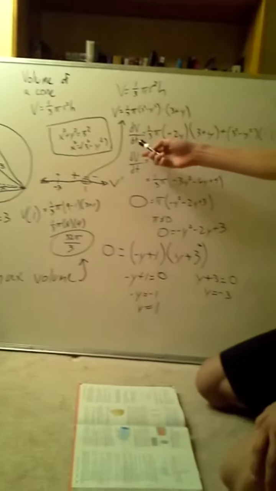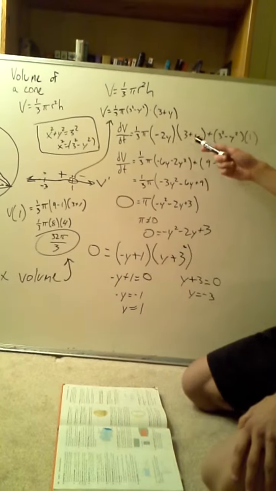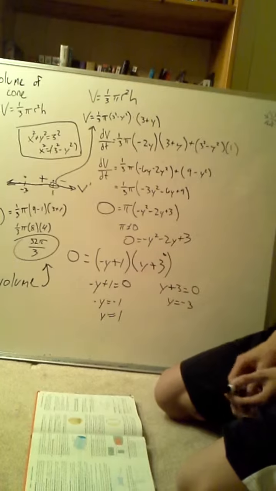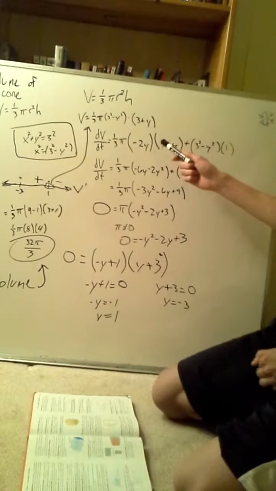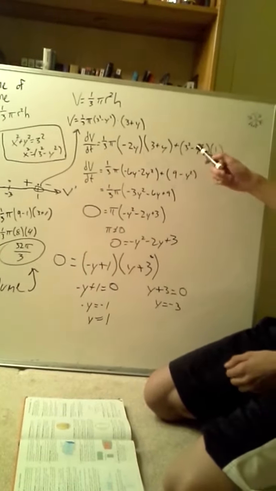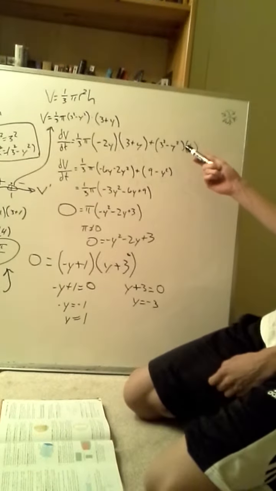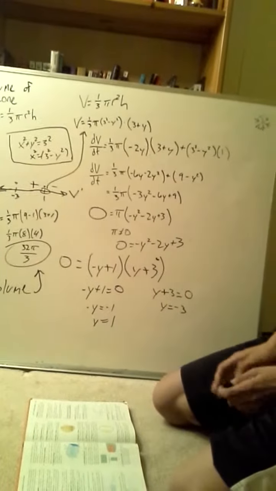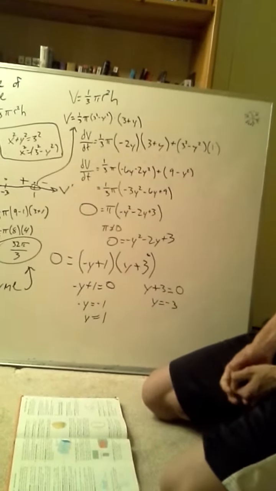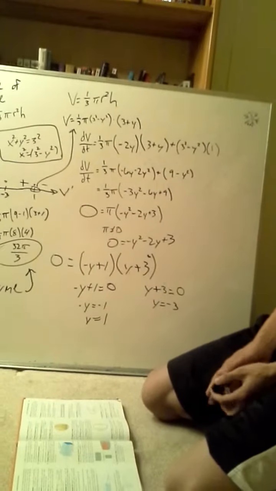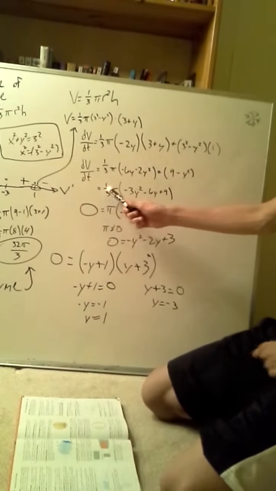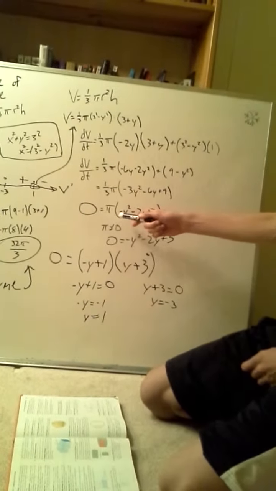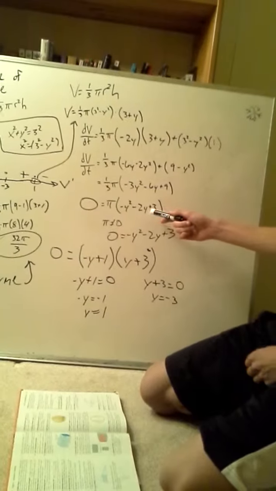And then after that, you take the derivative using the product rule, and you get dV equals 1/3 times pi times negative 2y times the quantity 3 plus y plus the quantity 3 squared minus y squared times 1. And when you simplify that, you get 1/3 pi times negative 3y squared minus 6y plus 9. Then when you multiply by 1/3, you get pi times negative y squared minus 2y plus 3.